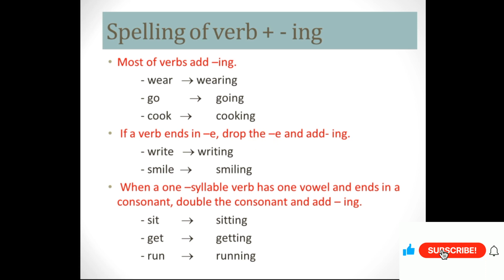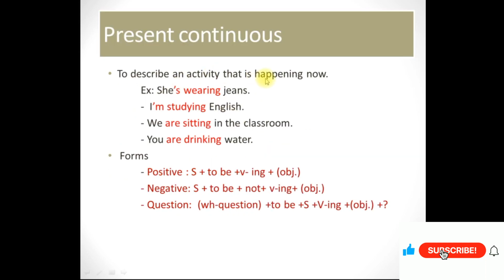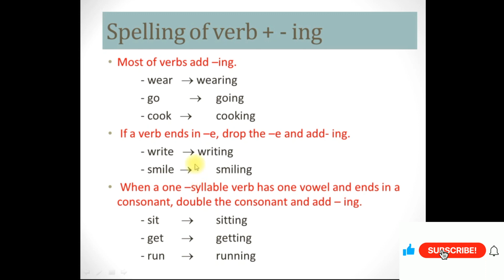Before we finish our lesson, I would like to ask you again: what did we learn today? Today we learned about present continuous. We use present continuous to describe an activity that is happening right now. And the form, we have 3 forms, as you can see in the slide. And also the last point is the spelling of verb-ing, which you can see in the slide.